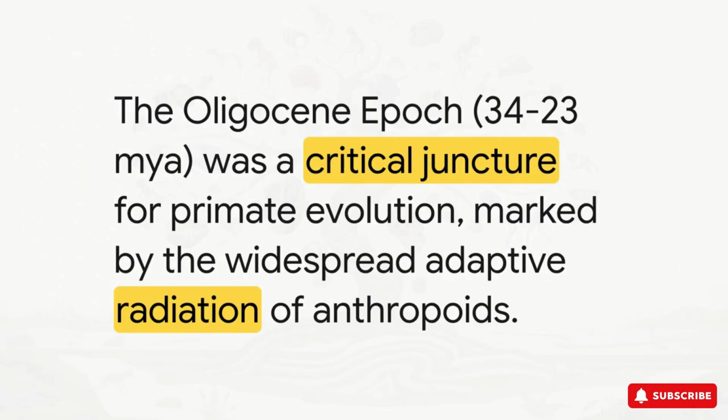The Oligocene epoch, spanning approximately 34 to 23 million years ago (MYA), represents a critical juncture in primate evolutionary history, distinguished by the significant diversification of the anthropoid primates, monkeys and apes. The primary feature of the Oligocene, in terms of primate evolution, was the widespread adaptive radiation of the anthropoidea. So let's dive in and see what this incredible evolutionary explosion actually looked like.